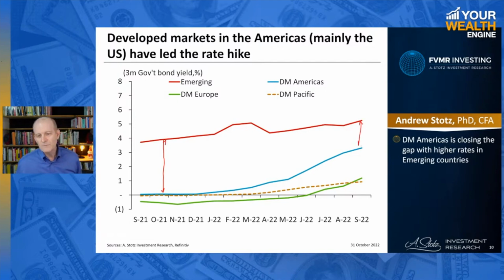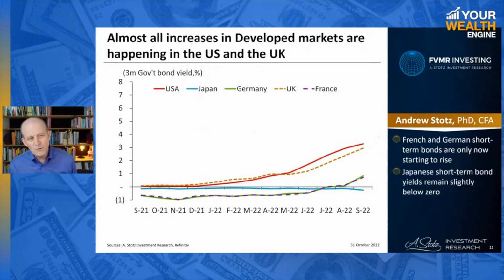And so part of the reason why the US dollar is strong is because the interest rate on the US dollar is strong relative to other countries. Now, almost all increases in developed markets are happening in the US and the UK. Here we can see the US and the UK, the red and the brown dotted line, have already risen substantially. So French and German short-term bonds are only now starting to rise. We can see only recently did these start to really rise. France and Germany have been in negative territory for a long time. And all of a sudden, only in August.